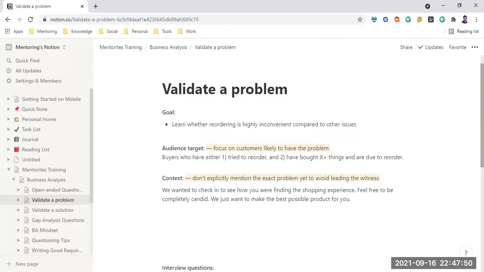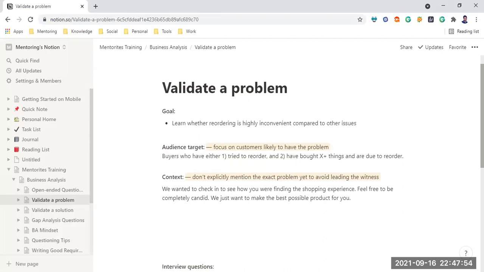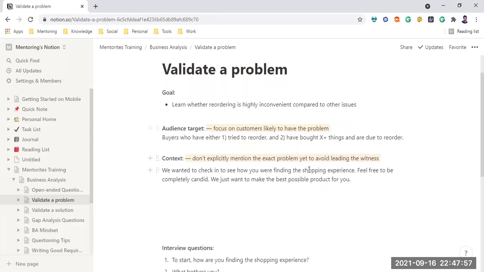Same thing. You define the goal, you define the target audience, then you have the context. When you're trying to find the problem, don't tell what is the problem according to you. Avoid leading the witness to the problem. Don't explicitly mention it. Instead, you need to find out what is the real problem.